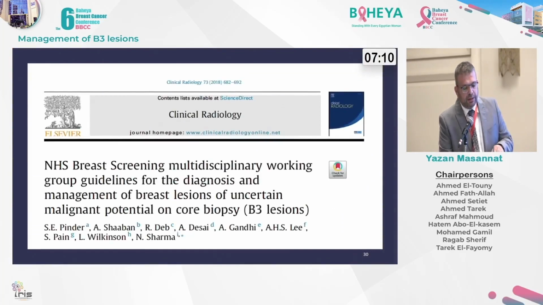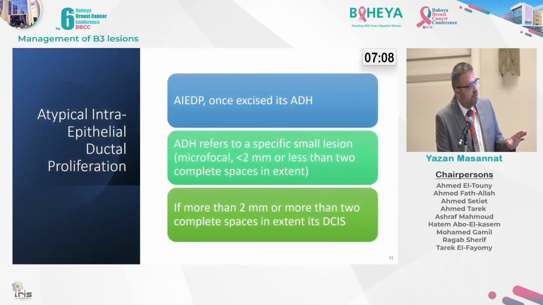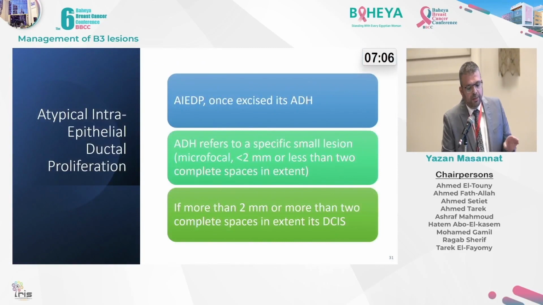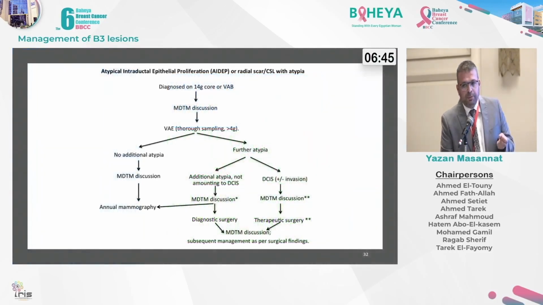So if you go back to that guidelines, let's look at some of the pathologies. The atypical intraepithelial ductal proliferation, or what used to be called ADH on excision. If it's less than 2 millimeters, it's ADH. If it's more than 2 millimeters, or the extent is in more than 2 spaces, it's DCIS. And that's why we need to have a larger sampling of that to rule out DCIS. And some people will go to the extent that one pathologist's ADH is another pathologist's low-grade DCIS. Sometimes there's lots of controversy there.